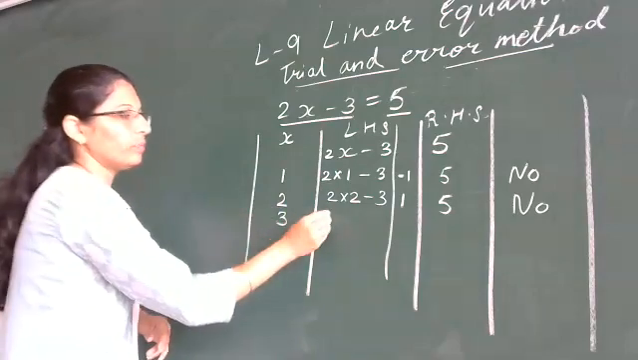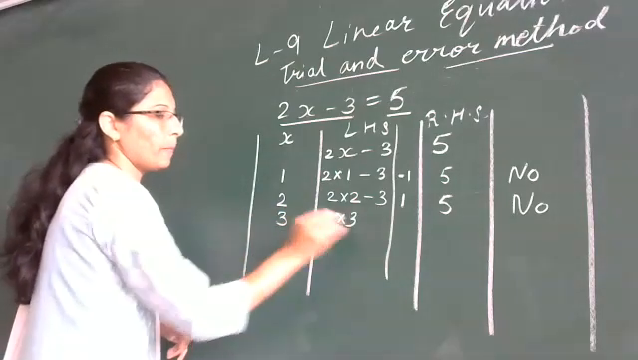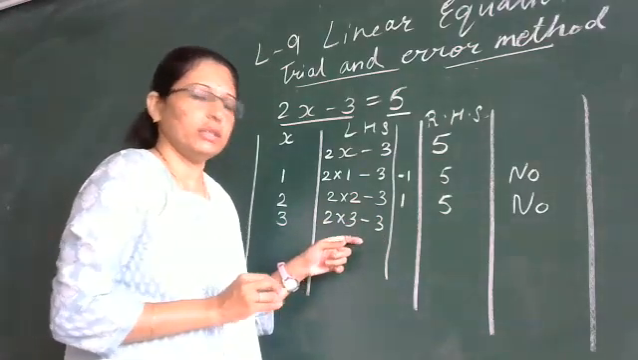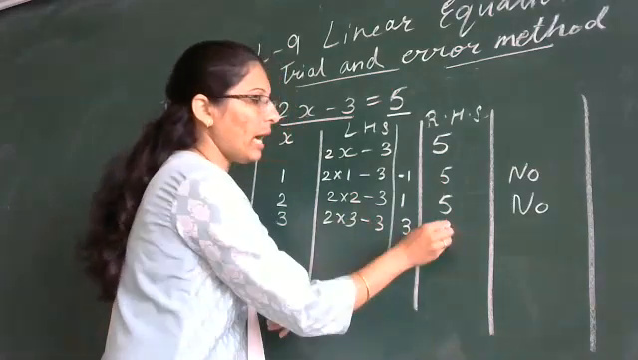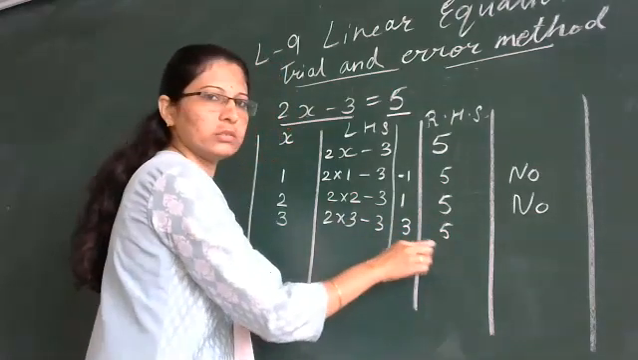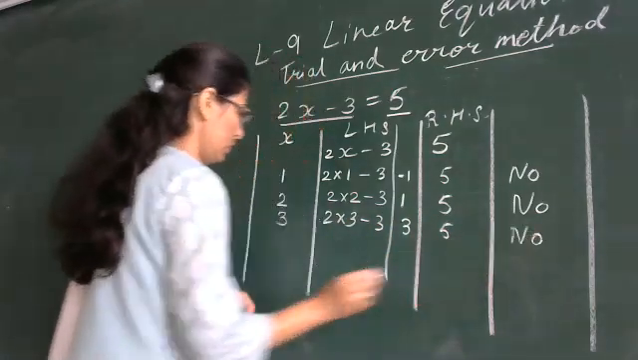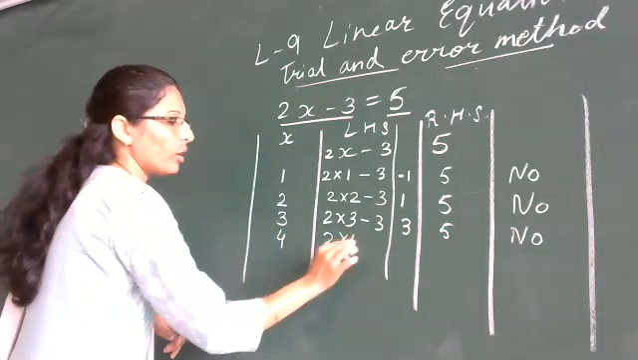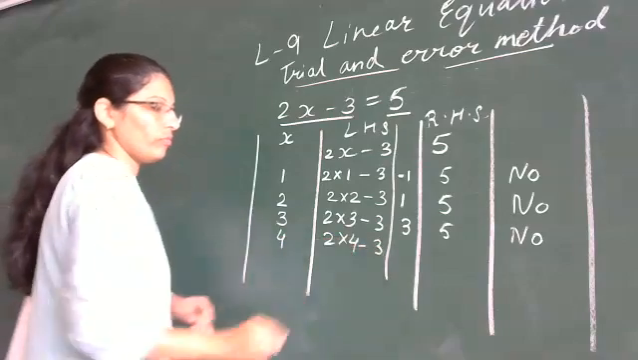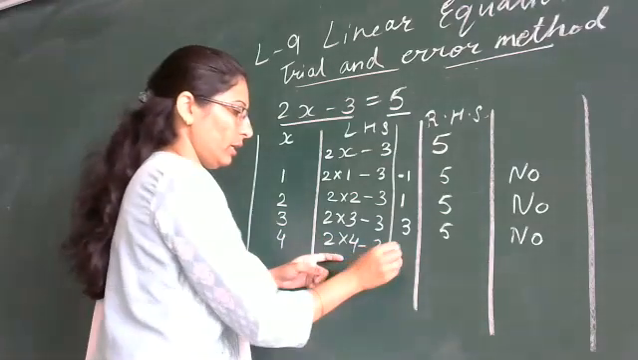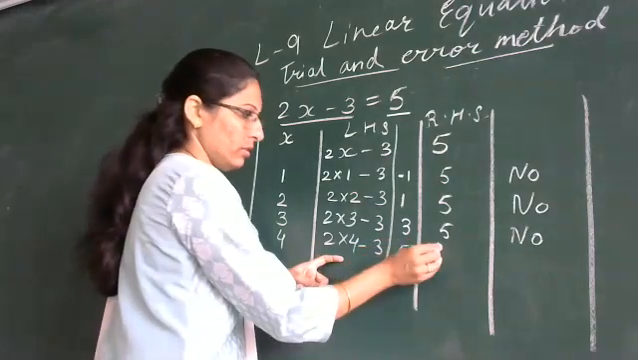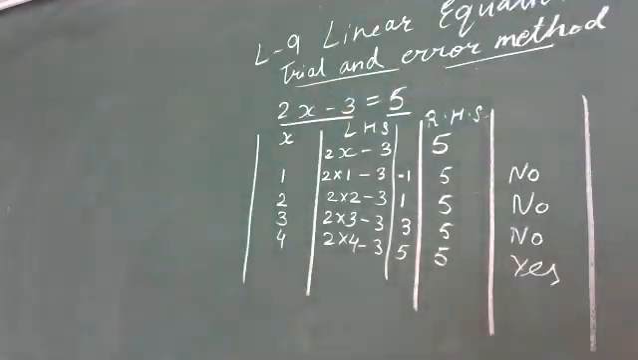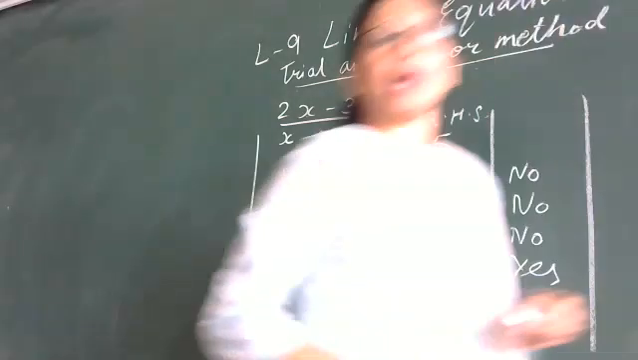If we put 3, 2 into 3 is 3. Are we getting them equal? No. If we put 4, 2 into 4. Yes. So this is the trial and error method.